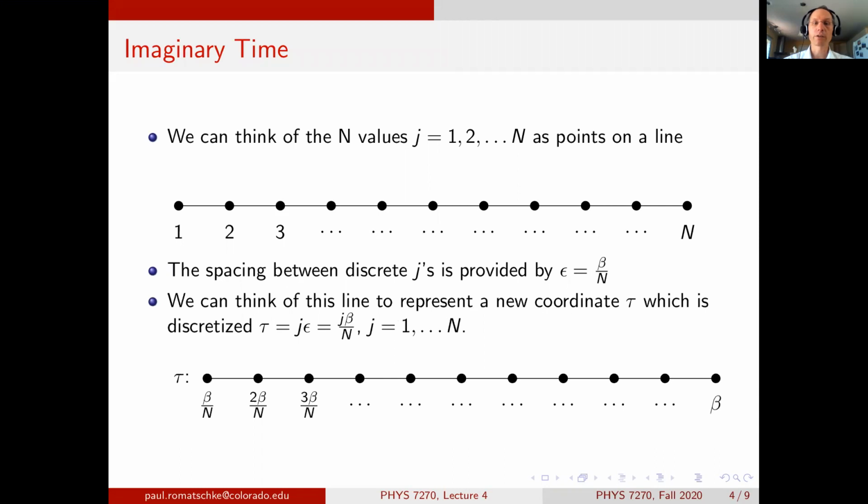We can think of this line of points as just being a discretized version of a continuous coordinate tau. Put differently, if we think of a line that's being parameterized by the coordinate tau, then the points that we've been talking about before are the discretized versions of tau equal j times epsilon, or j times beta over n. And because j runs from 1 to n, that means that tau runs from beta over n all the way to beta.